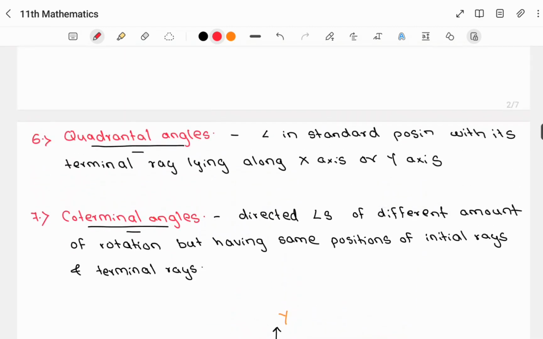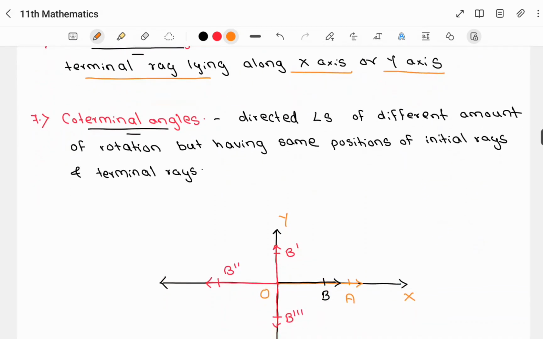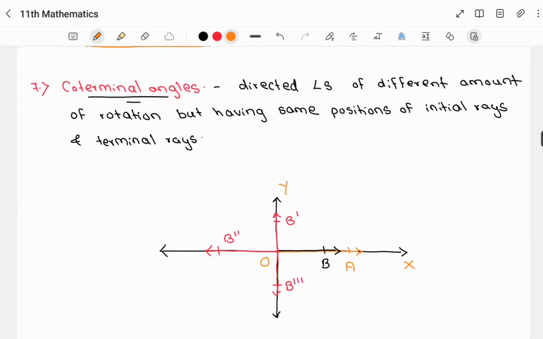So let us have a look at the definition now. So what are the quadrantal angles? It is an angle in the standard position with its terminal ray lying along the x-axis or y-axis. It can be the positive or negative x-axis, similarly the positive or negative y-axis. Then we have coterminal angles. Now coterminal angles are a terminology we use when we are comparing two angles. And which are these two angles?